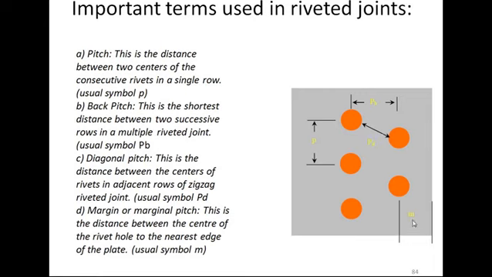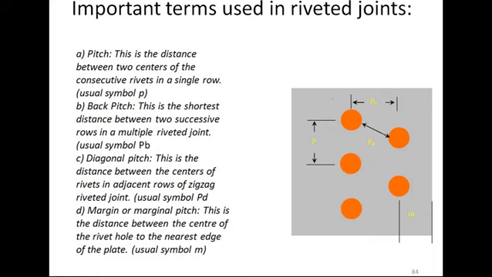And the next one is the margin. This is called M. The notation is M, for margin or marginal pitch. This is the distance between the center of the rivet hole and the nearest edge of the plate. So what do we call a margin? Whatever distance we have kept from the center of the rivet to the nearest edge of the plate. These are the important terms used in riveted joints.